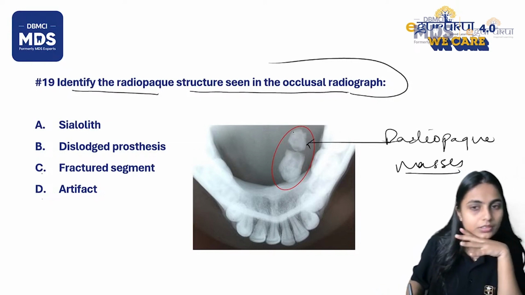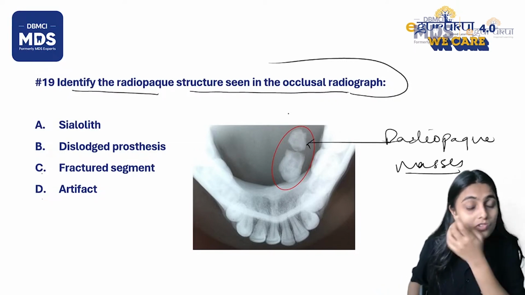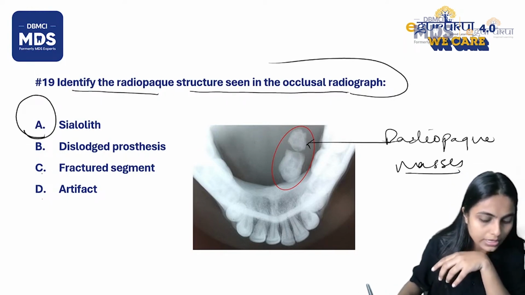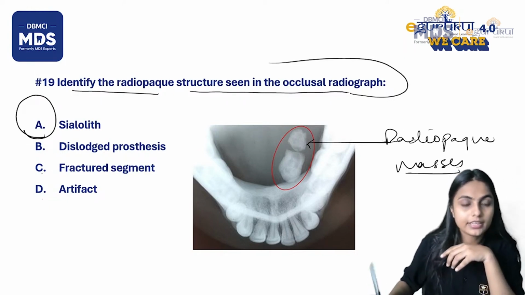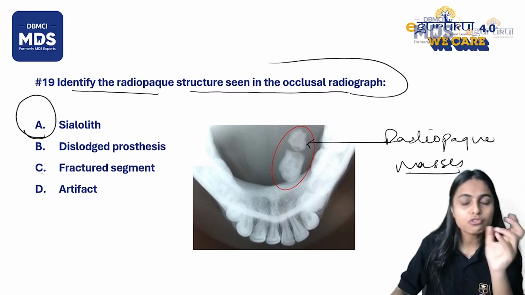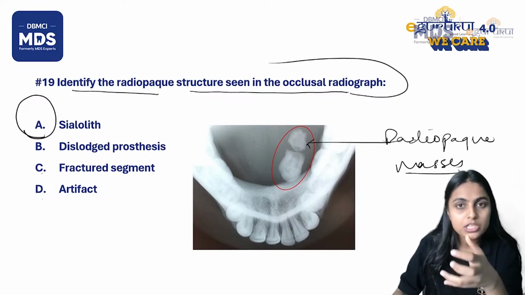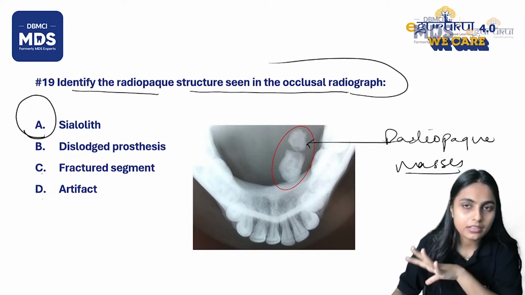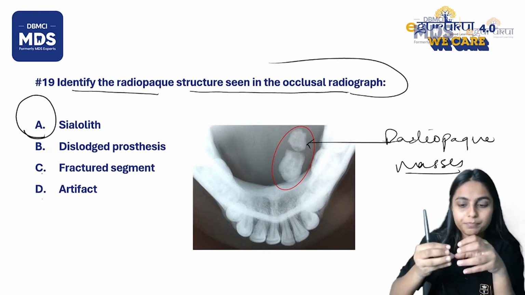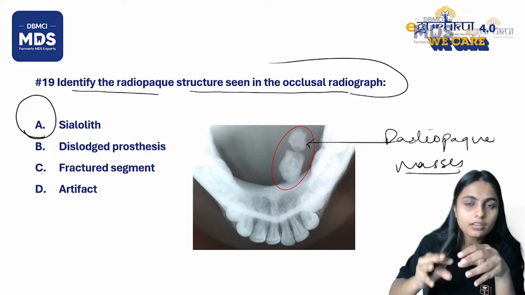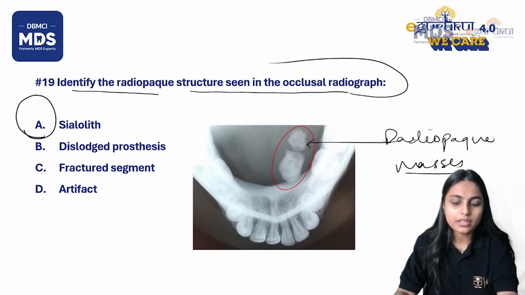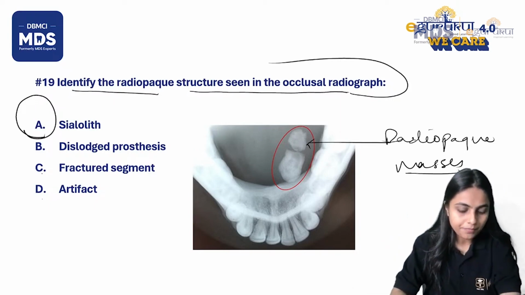Correct. So these radiopaque structures that we see over here are sialoliths. Option A, sialoliths. Correct, everybody. Sialoliths are idiopathic calcifications, and the most common gland affected here is the submandibular gland. So sialoliths mostly occur in the submandibular duct or submandibular gland.